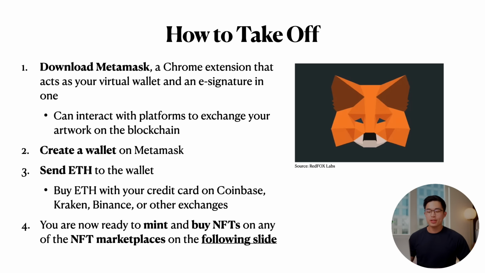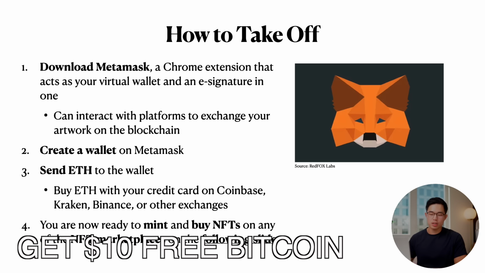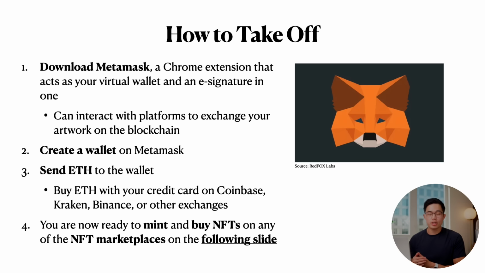So the first step is to download Metamask, which is a Chrome extension that acts as an all-in-one virtual wallet and e-signature. The second step is you're going to want to create a wallet on Metamask. And after that, you're going to send Ethereum to that wallet. Now, if you don't have Ethereum yet, you can actually use the link below to buy Ethereum with your credit card on Coinbase. But there are many other exchanges that you can do the same thing with, so you guys are free to pick. And after that, you are now ready to mint and buy NFTs on any of the NFT marketplaces on the following slide.